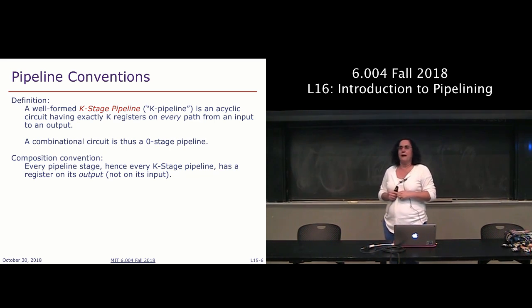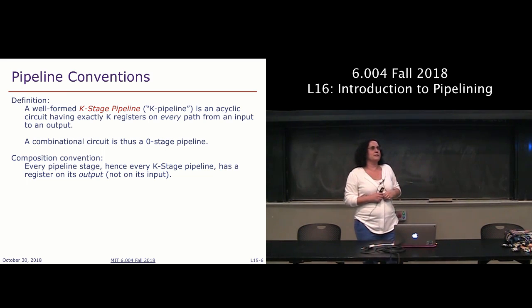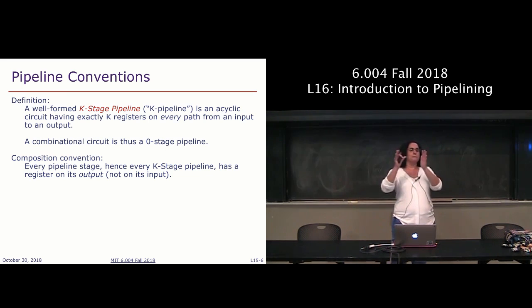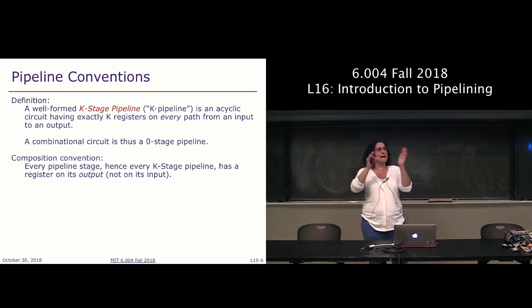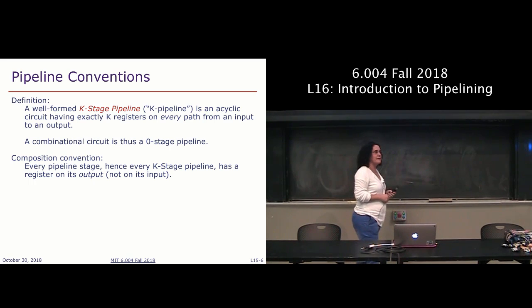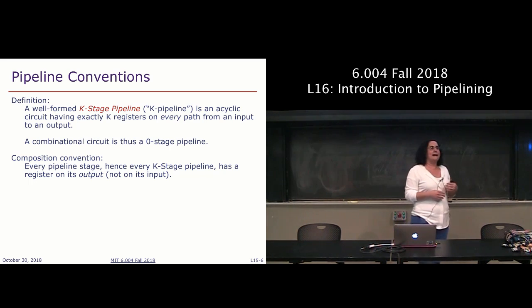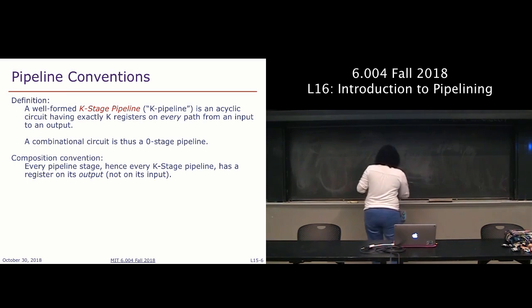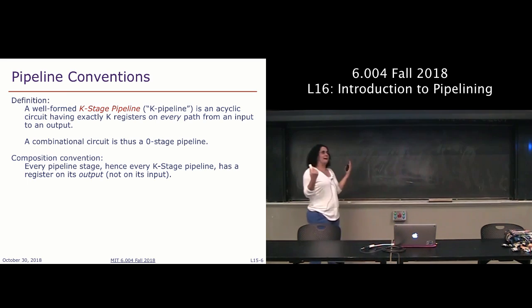We're also going to follow a particular convention which is going to allow us to put multiple pipeline circuits together so that they can work one after the other. That convention is that after every pipeline stage, we're going to have a register. So remember, we're going to do this on the outputs of each pipeline stage, not on the inputs. Why do we want to do that?